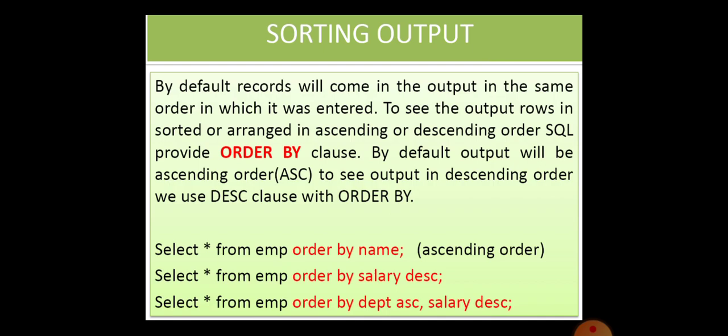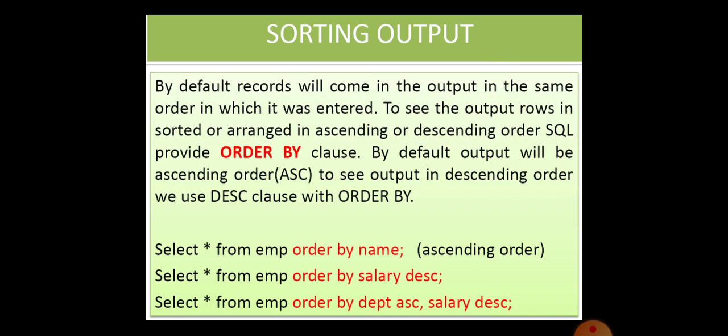Look at the next one. ORDER BY salary DESC, descending order. So it will arrange the entire record according to the lowest salary at the last and the highest salary at the top. Then we can also give arrangement for two or more columns by separating them by comma.